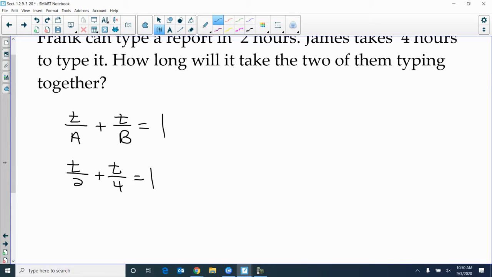Get rid of the fractions. What can you multiply by to get rid of the fractions? I think that's the easiest. What will 2 and 4 both go into? 4. Multiply everything by 4. Now, when I do that, what does that actually give me? Take a look at it, and we'll make sure we understand this. And you got to multiply all 3 terms by 4.